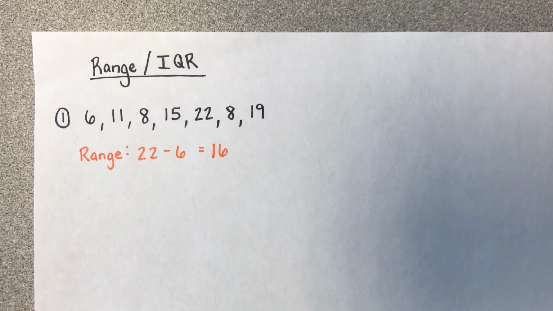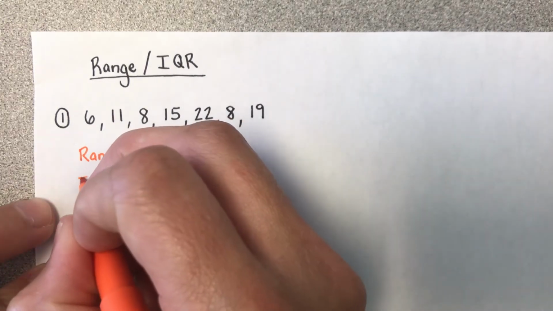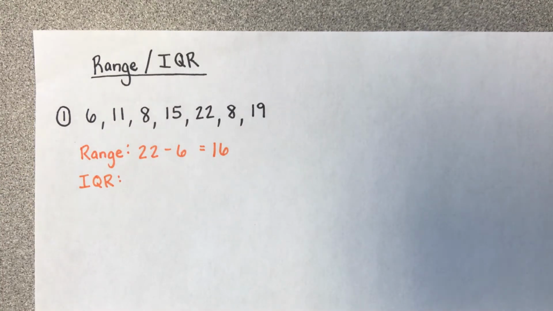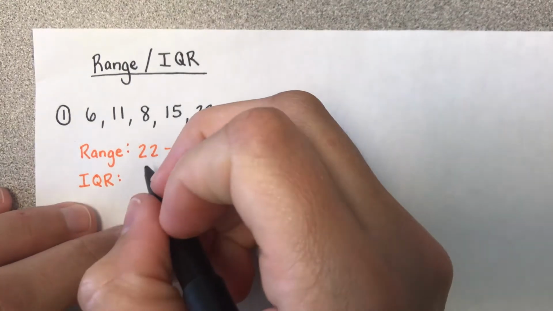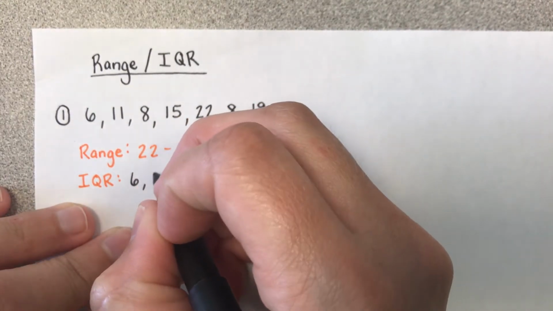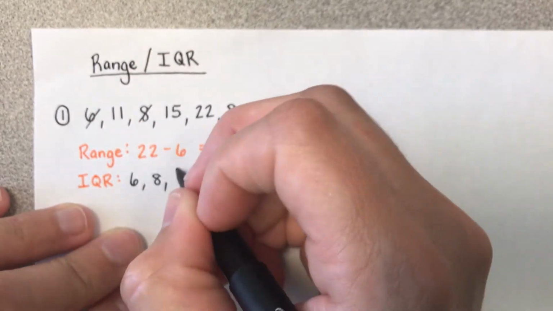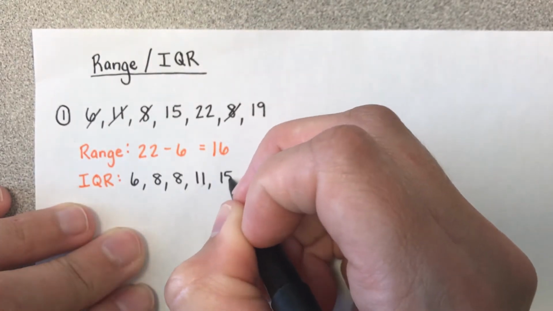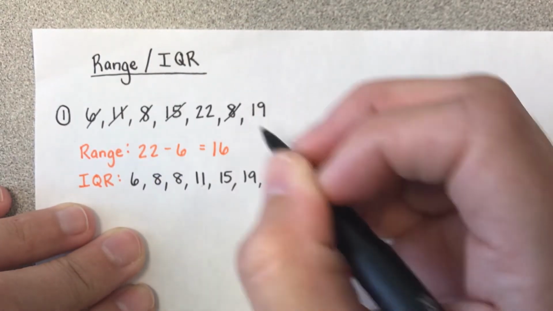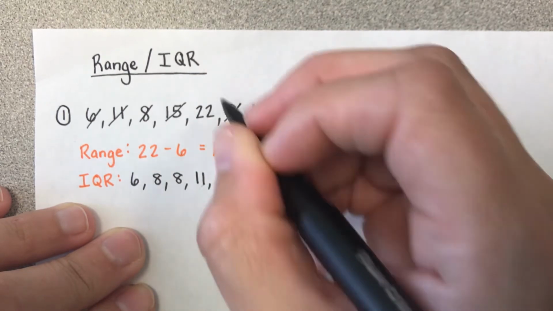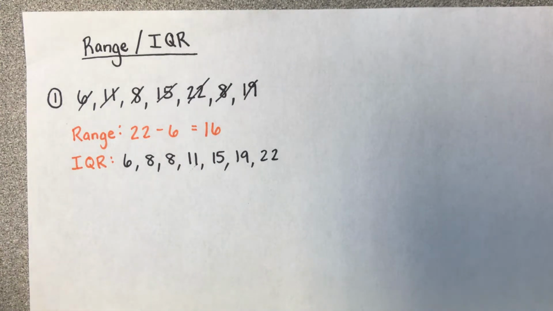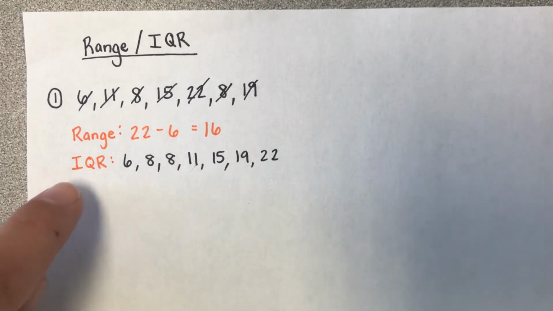All right, interquartile range takes a little bit more work. The first thing you need to do is put those numbers in order from least to greatest. Okay, so I'm gonna do that first. So 6, 8, 8, 11, 15, 19, and 22. Okay, once again, cross those numbers off as you go so you make sure you don't forget any.